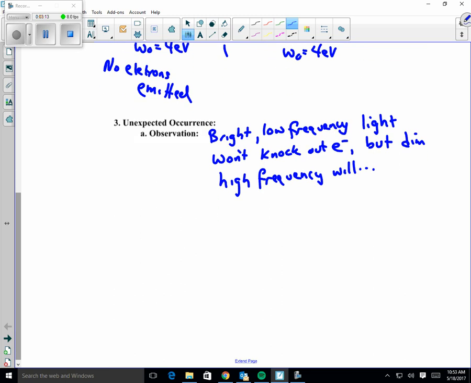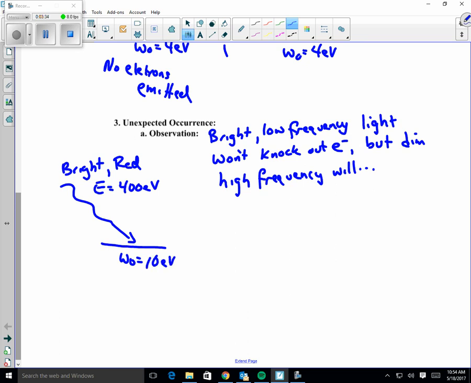So a diagram of that might look something like this. We have bright, low frequency, let's say it's red. The energy of it is 400 eV. It hits the surface with a work function of 10 eV, and no electrons come out. It's kind of strange because it has plenty of energy to overcome the work function, and yet we're not getting electrons.